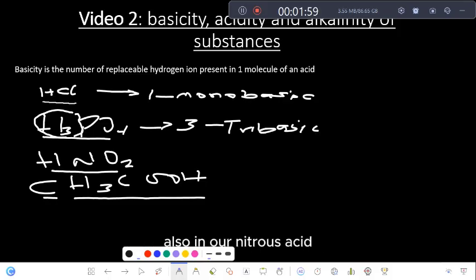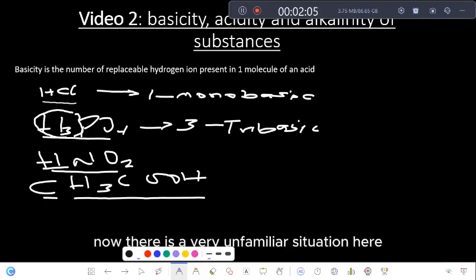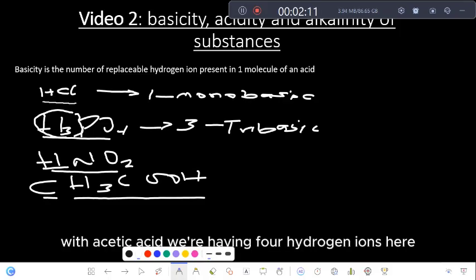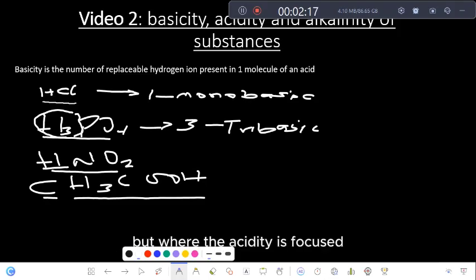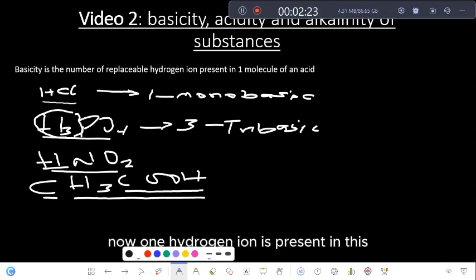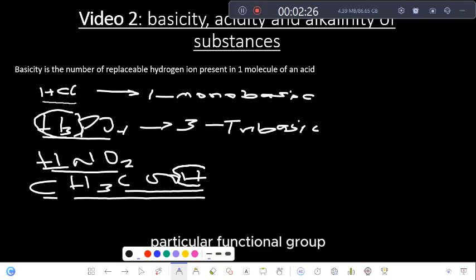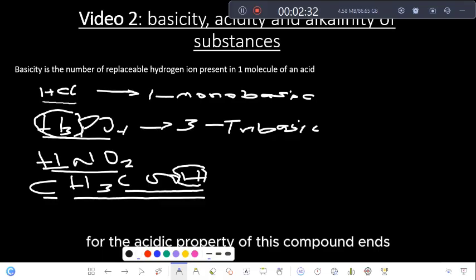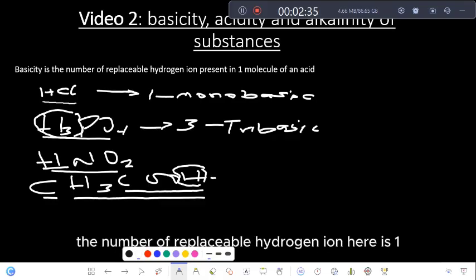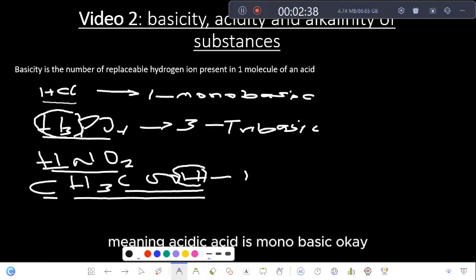Also, in nitrous acid, the number of replaceable hydrogen ions is 1, so it is monobasic. Now, there is a very unfamiliar situation with acetic acid. We have 4 hydrogen ions here, but the acidity is focused on the functional group called the carboxyl group. One hydrogen ion is present in this functional group, which is responsible for the acidic property of this compound. Hence, the number of replaceable hydrogen ions here is 1, meaning acetic acid is monobasic.